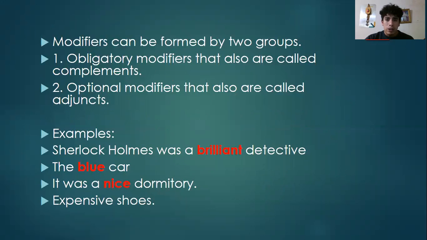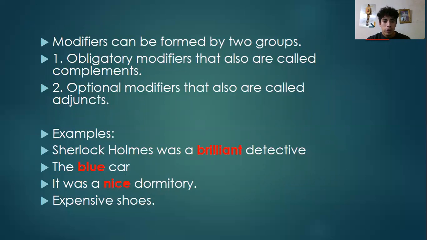Modifiers can be formed by two groups: obligatory modifiers, which are also called complements, and optional modifiers, which are also called adjuncts. Now let's look at some examples. The first one, Sherlock Holmes was a brilliant detective. In this, the adjective brilliant modifies the predicate noun detective.